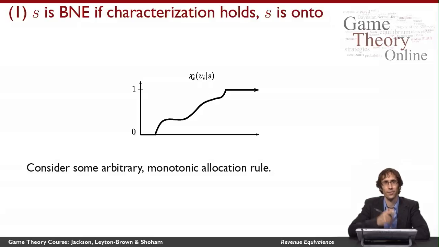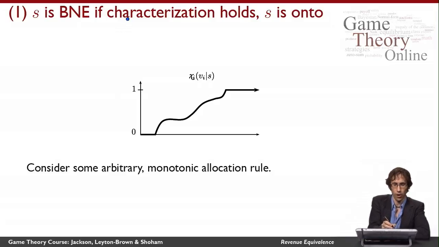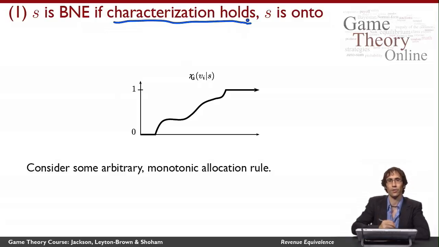Okay, well, now's the fun part. It turns out we can prove this almost entirely using pictures. So let's start by considering some arbitrary monotonic allocation rule. I'm assuming it's monotonic because, recall, the assumption of our proof is that the characterization holds, and half of the characterization is that the allocation rule is monotonic.